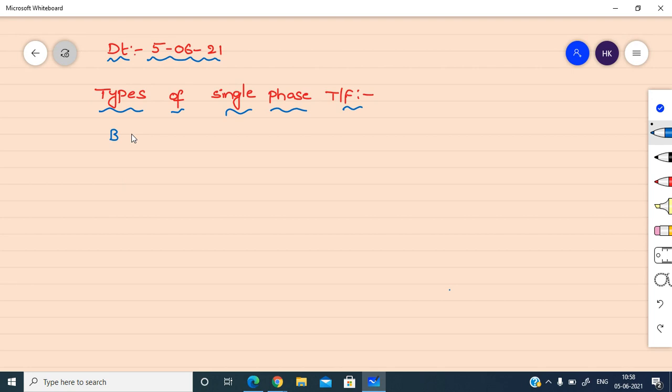Based on the number of turns of the primary and secondary, step down and step up transformers are there. And based on the application, distribution transformers are there, power transformers are there. So many other types of transformers are there. But in our basic electrical engineering subject, we are studying only the basic types of the transformer.